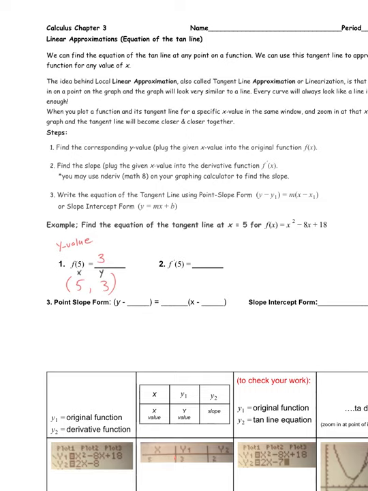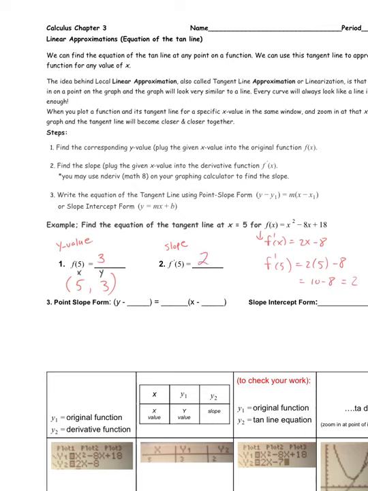The second thing that we need to find an equation of a line is the slope. Remember, the slope is the derivative. So we find f prime of 5. If we find the derivative function, we know that the derivative of x squared using the power rule is 2x. The derivative of negative 8x using the power rule is negative 8. So if I find f prime of 5, I just plug 5 into that: 2 times 5 minus 8, which gives me 10 minus 8, which gives me 2. So my slope is 2.